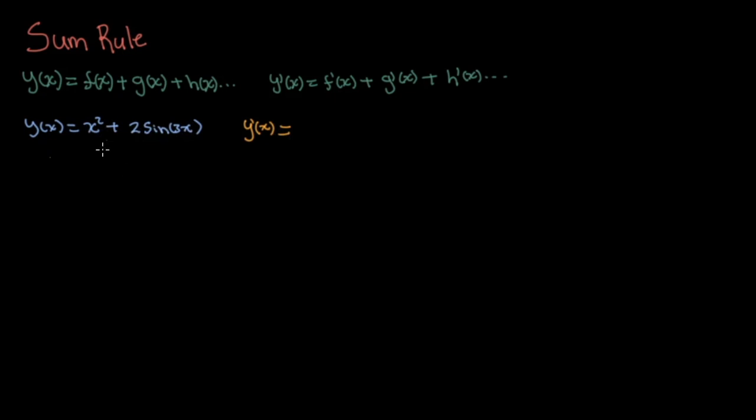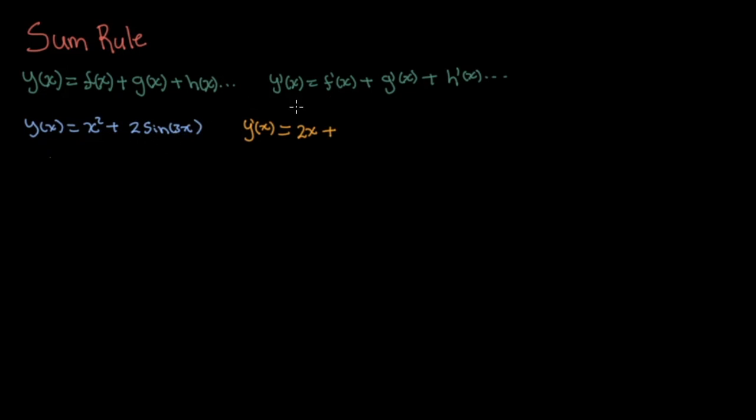The derivative of x squared, from our power rule, we take the exponent and multiply that by x. So that's going to be 2x, and then the exponent is going to reduce by 1, so 2 minus 1 is 1. Plus the derivative of 2 sine 3x.